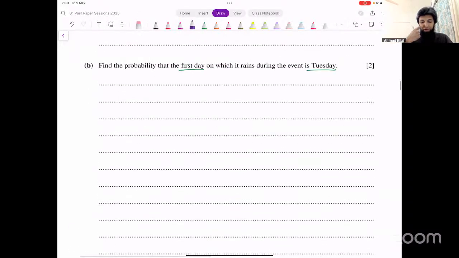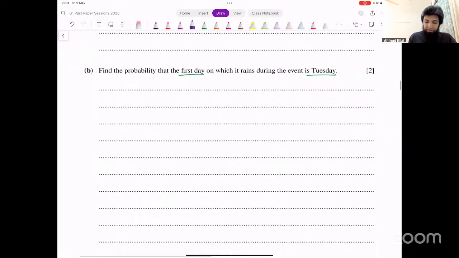We think of a tree diagram. They're saying the first day on which it rains during the event is Tuesday. Find the probability for that. How can we do that? Let's make a tree diagram until Tuesday at least. So what are the possibilities?